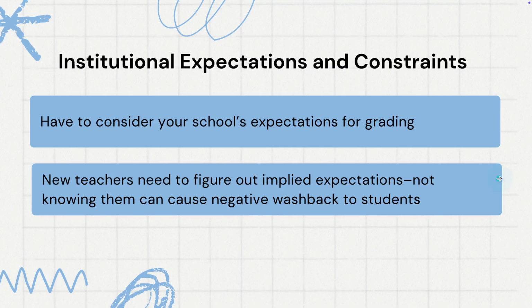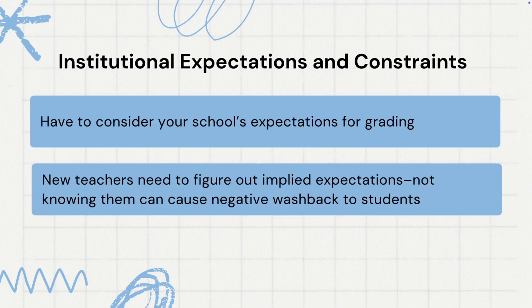Okay. Moving on to institutional expectations and constraints. So of course you need to consider what's appropriate at your own school. You need to consider their expectations for grading. New teachers, you need to figure out the implied expectations. Not knowing them can cause negative washback to students.